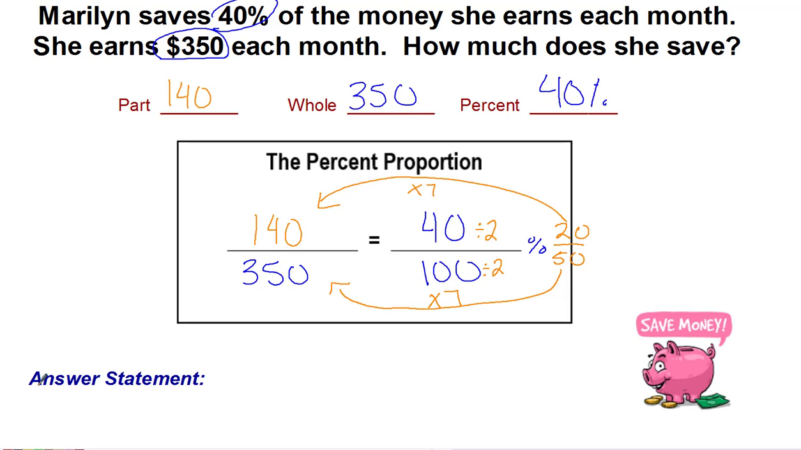So you get to choose whether you want to solve these type of problems using a bar model or the percent proportion. And just remember, if you can't find a direct scale factor, make sure to simplify your fraction.